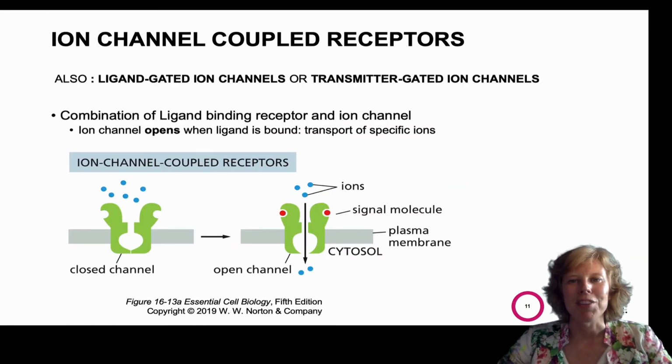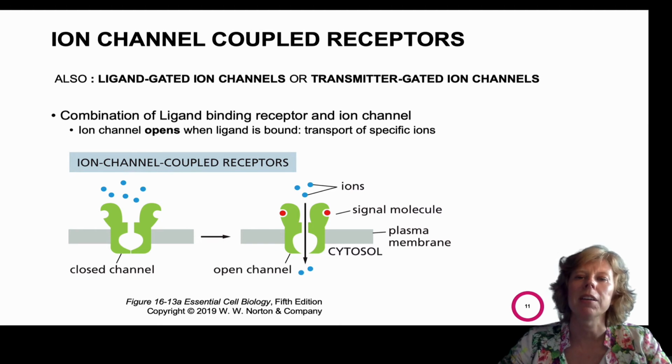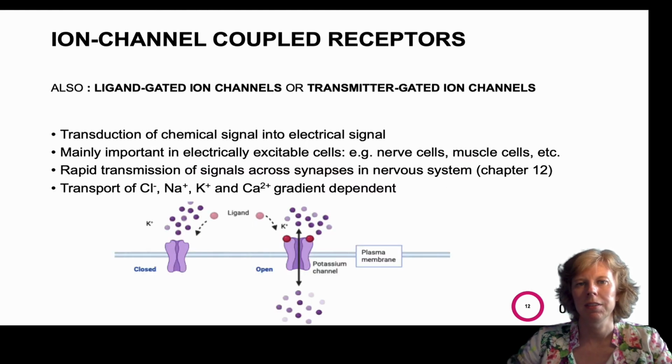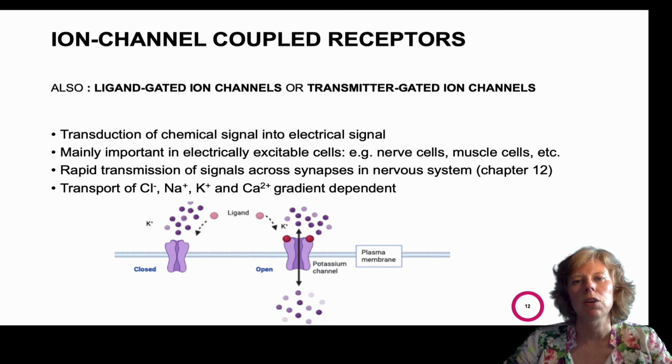Ion channel coupled receptors, or ligand-gated ion channels, are a combination of a specific ligand binding site and an ion channel. Upon ligand binding, the ion channel will open, which allows transport of specific ions. Ion channel coupled receptors change the permeability of the plasma membrane to selected ions and thereby alter the membrane potential. And if the conditions are right, they produce an electrical current.